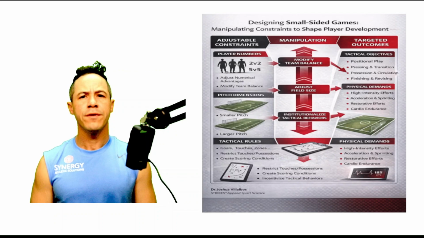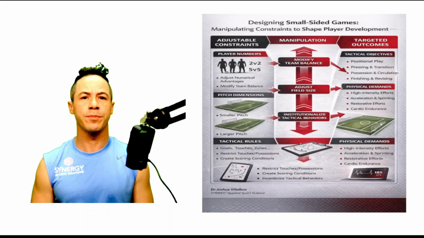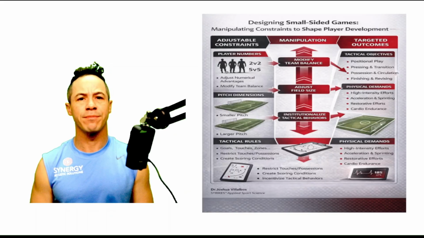One of the most important things coaches must understand is that small-sided games are highly adaptable training tools. Coaches can manipulate three major constraints. 1. Player numbers. Changing the number of players influences decision complexity, tactical spacing, and ball involvement. For example, 2v2 increases technical pressure and decision speed. 5v5 introduces more tactical organization.